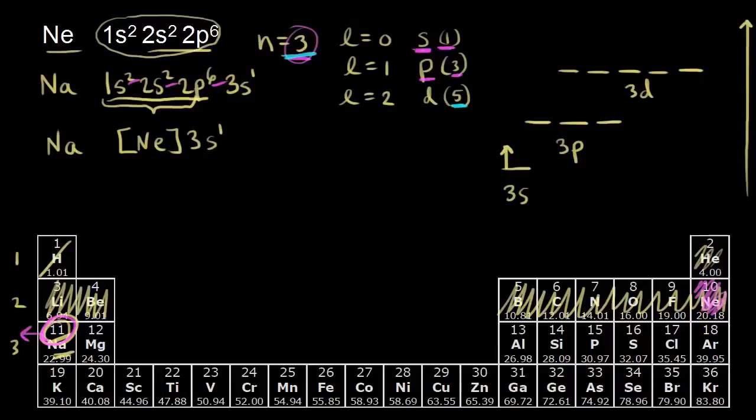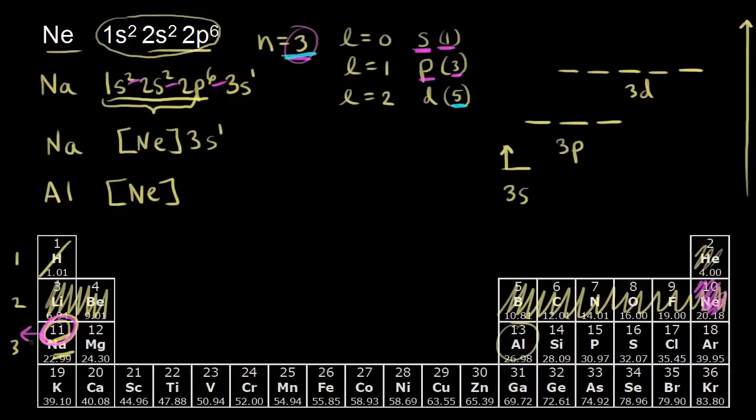All right, let's just do another element in the third period. Let's just go all the way over here to aluminum. So 13 electrons for aluminum. We can use noble gas notation to save us some time. So we're saying the electron configuration is the same as neon, and that puts us right here. Let me use a different color.